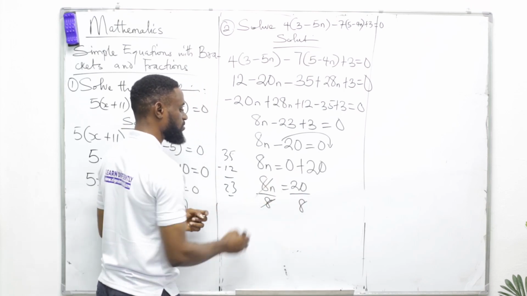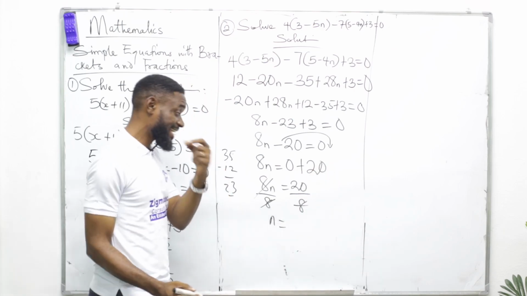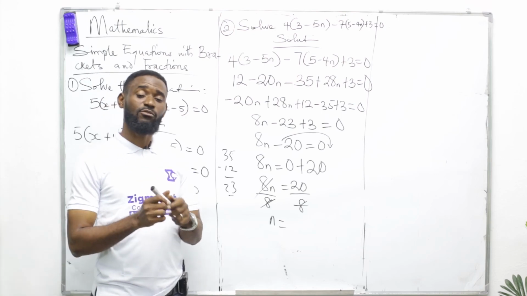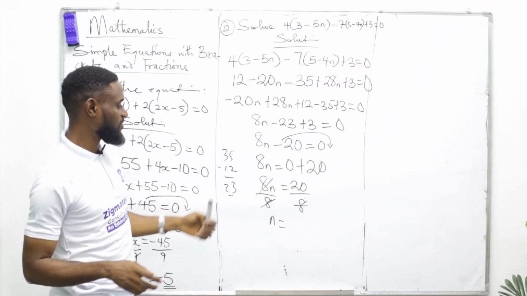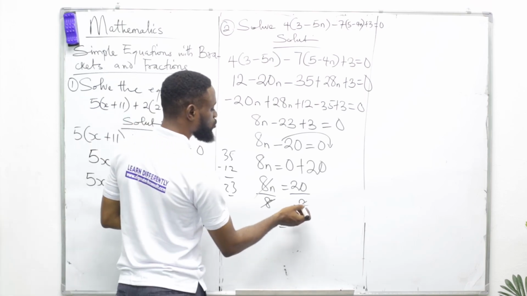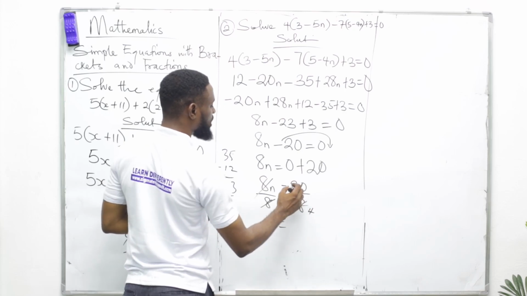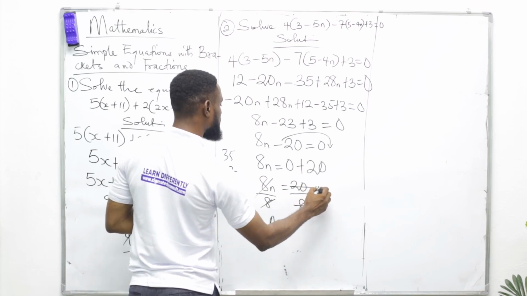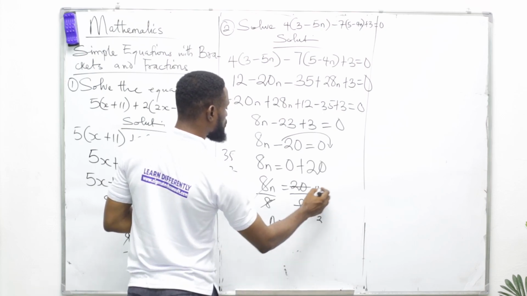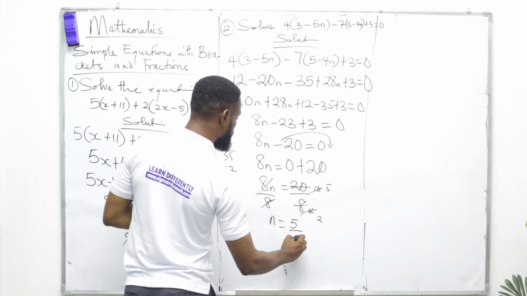So this removes this. n will now be equal to 20 over 8, because 8 cannot divide 20 without remainder. There will definitely be a remainder when 8 divides 20. So we check for the common factors, so we divide them with that. 2 is a common factor that we can use. So 2 into 8 is 4. 2 into 20 is 10. 2 can also go. 2 into 4 is 2. 2 into 10 is 5. So n is equal to 5 over 2.